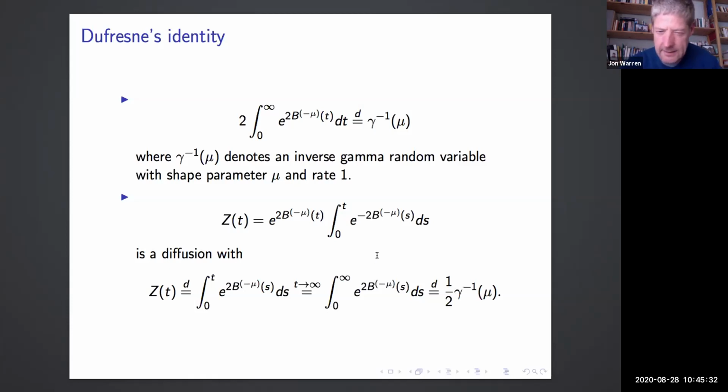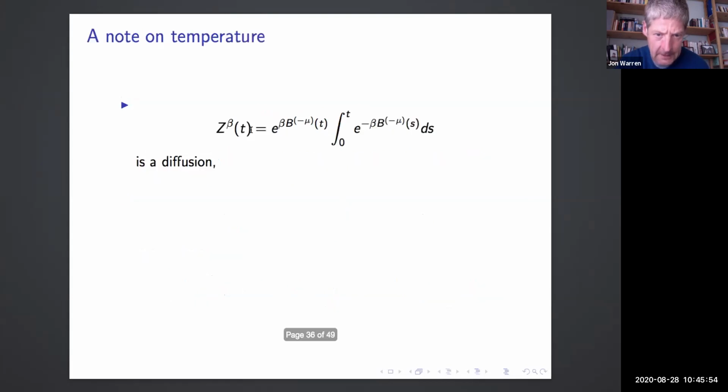Actually, I think typically this argument is used the other way around. What you can do is prove this identity I started with by checking that inverse gamma is an invariant measure for this diffusion Z, okay? And then that tells you that this identity at the top of the page holds, Dufresne's identity. So there's the statement.